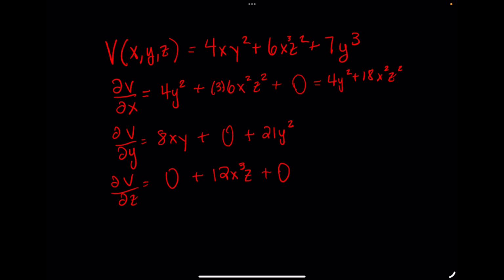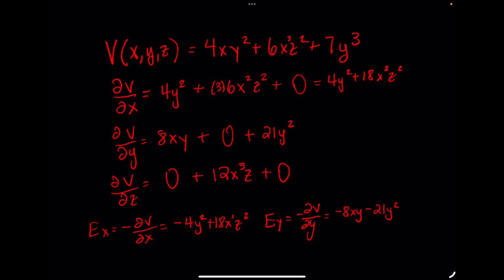If we want to turn this into electric field, recall that the electric field in the x direction is negative delta V delta x. So that's going to give us negative 4y squared plus 18x squared z squared. Our electric field in the y is negative delta V delta y, which gives us negative 8xy minus 21y squared. And then finally, negative 12x cubed z for the z component, right?